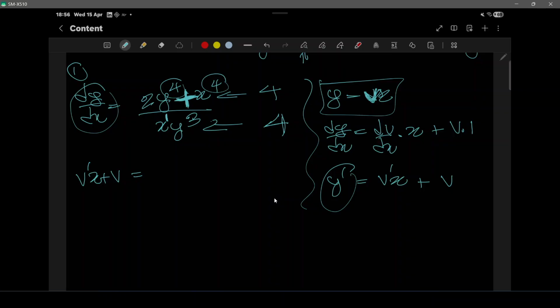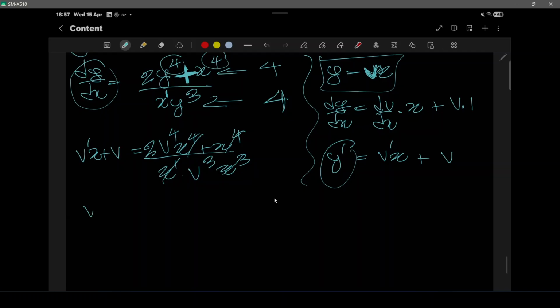So now v dash over x plus v, 2 times y means v to the power 4 x to the power 4. We are not going to change x. X is exactly there. We want only x. So y is v cube x cube. As you can see, all the x terms here are cancelling out. So it is v dash x plus v is equal to 2v to the power 4 plus 1 over v cubed.